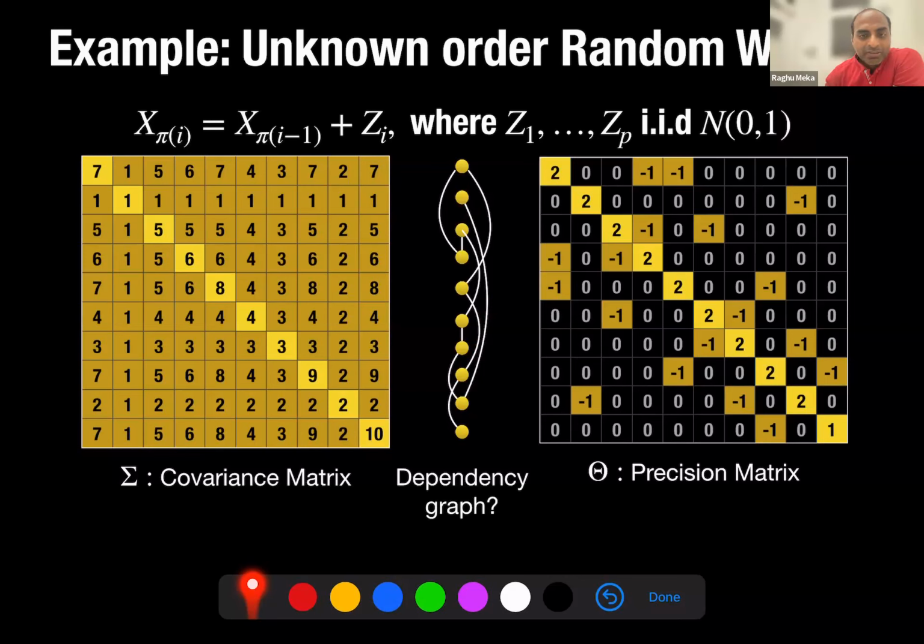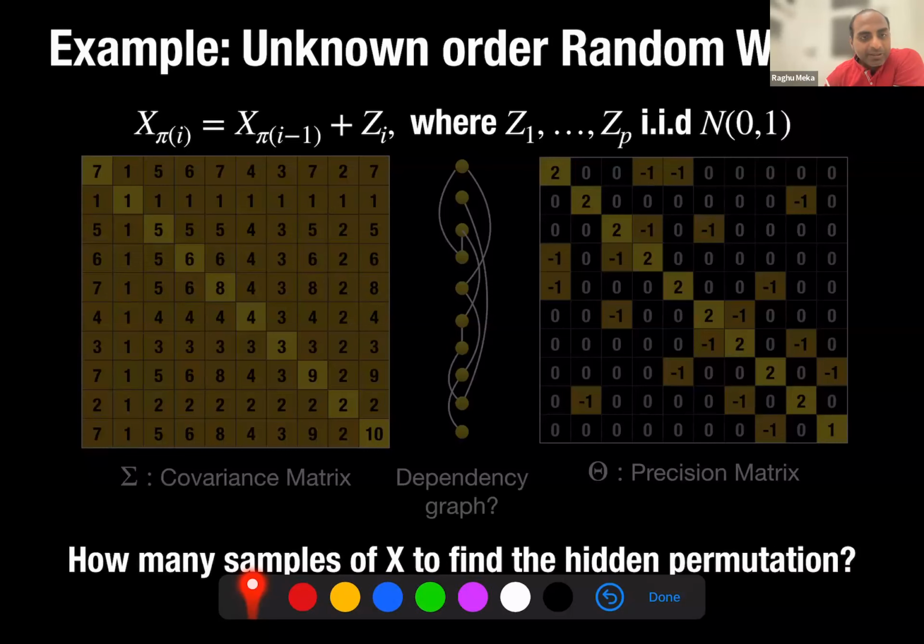Okay. So now imagine you don't know the covariance matrix, you don't know the precision matrix, you don't know the dependency graph. You're just given samples from this X. How many samples from X do I need to find the hidden permutation? Essentially we're asking, imagine that someone gave me time series data, and then things were permuted, right? How can I undo the permutation and go back to the original order of the time series data? This is just a toy example to keep in mind for testing our algorithms.